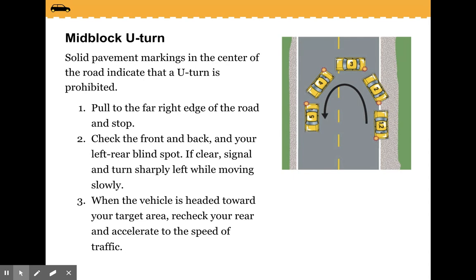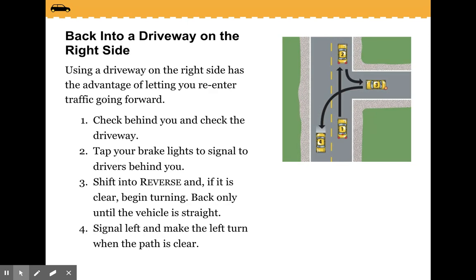Pull to the far right edge of the road and stop. Check front and back in your left rear blind spot. If clear, signal and turn sharply left while moving slowly. When the vehicle is headed toward your target area, recheck your rear and accelerate to the speed of traffic.